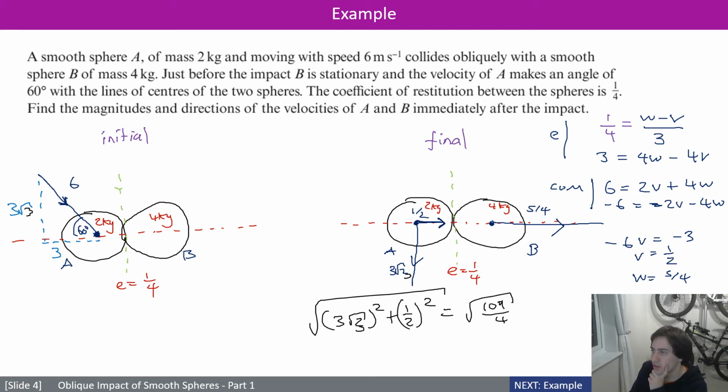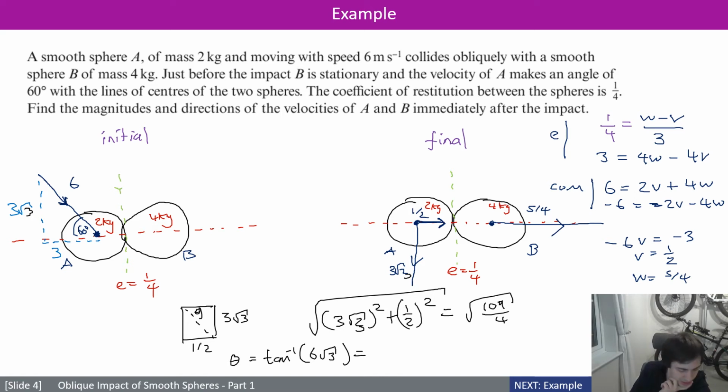So we've got effectively this. Say we're interested in this angle. This one's 3√3, this one's a half, therefore theta is equal to arctan of 3√3 divided by a half, or 6√3, which gives us 84.5 apparently. Okay, and that's it. And then you'd also have to say 84.5 degrees to the line of centres, right? So that you re-establish the reference point.